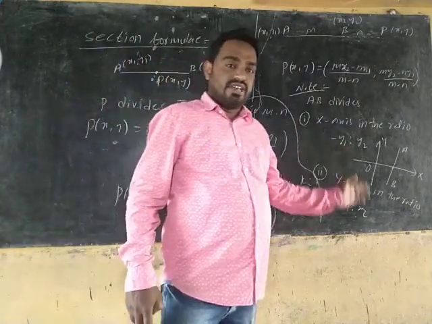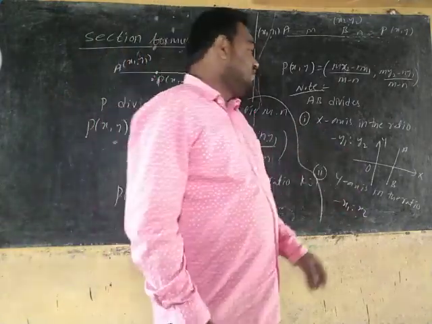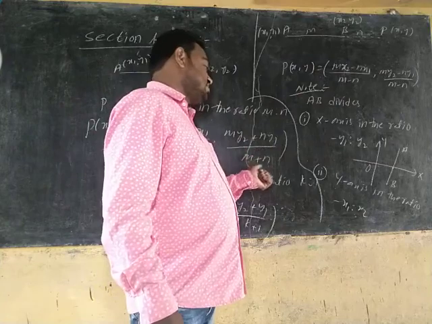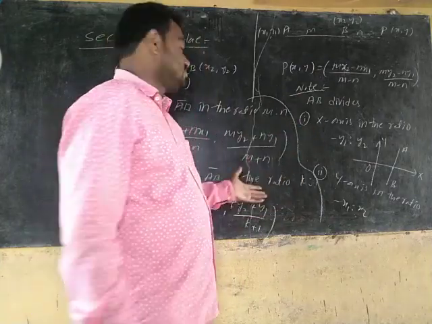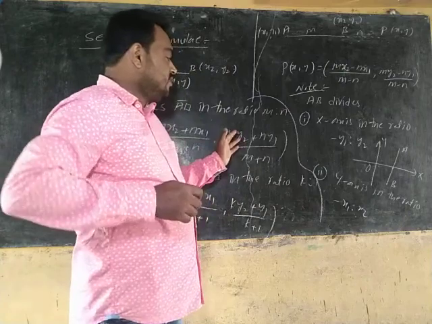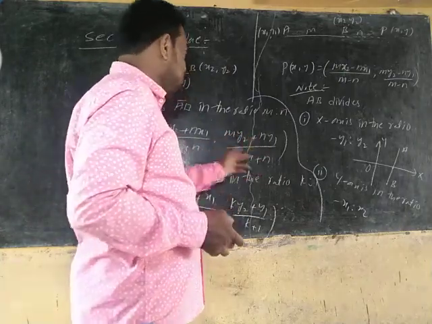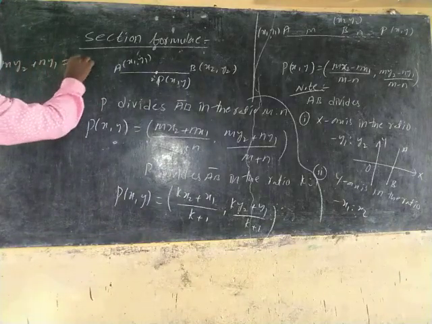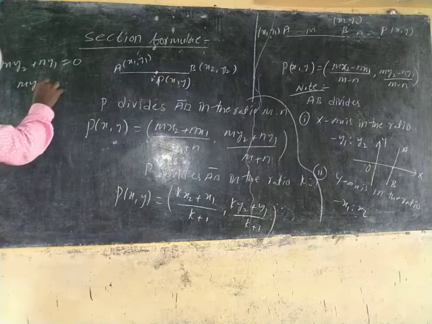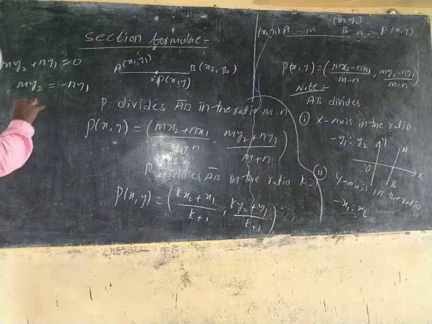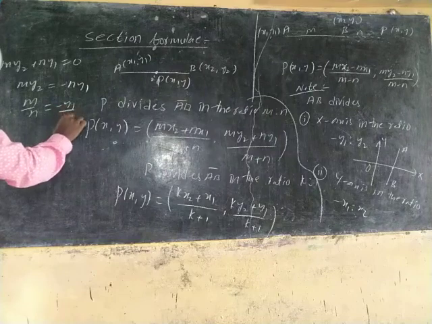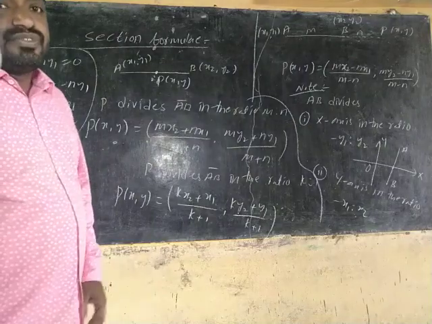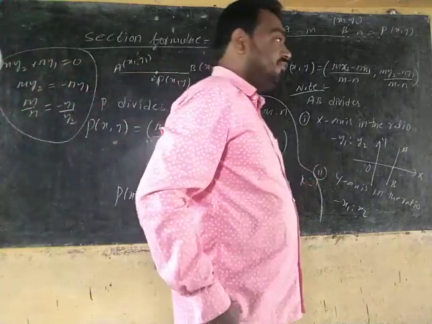We remember these two formulas. These two are direct shortcut formulas. Actually, how do we find them? We take (m x2 plus n x1) by (m plus n), comma (m y2 plus n y1) by (m plus n). On the x-axis, the y coordinate is equal to 0. This one we equate to 0. So m y2 plus n y1 is equal to 0, m y2 is equal to minus n y1, m by n is equal to minus y1 by y2. That means the m is to n ratio is equal to minus y1 is to y2.